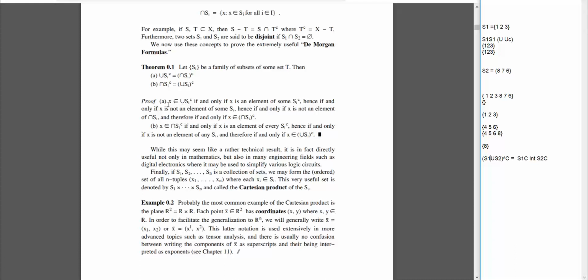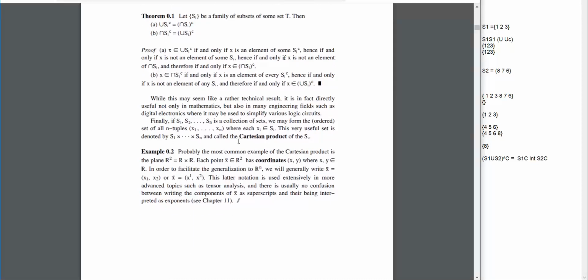So let's try to go through the proof just to see what is going on. X belongs to the complement of the union of the Si if and only if X is not an element of some Si, hence if and only if X is an element of some Si complement, hence if and only if X belongs to the... Oh my god, what the hell? Whatever. Finally, if S1 to Sn is a collection of sets, we may form the ordered set of all n-tuples. Okay.